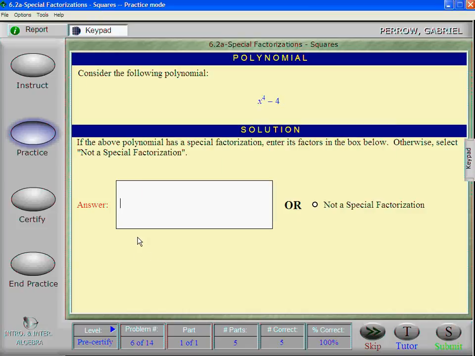Okay, here's another one. You got some higher powers here, like x to the 4th, but just the same, what times itself gives you x to the 4th? Well, x squared times x squared, right? You add the powers. So I've got the same pattern as the previous example, where I could say x squared times itself gives me the front term. 2 times itself gives me the last term.